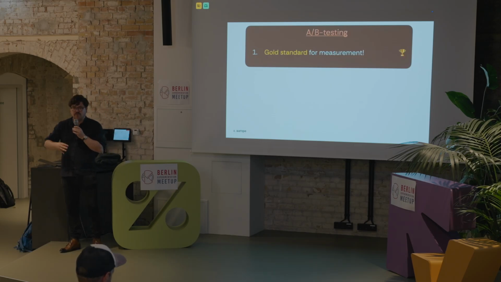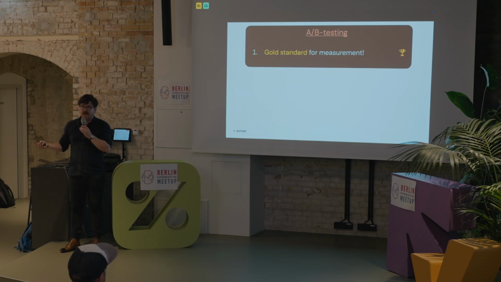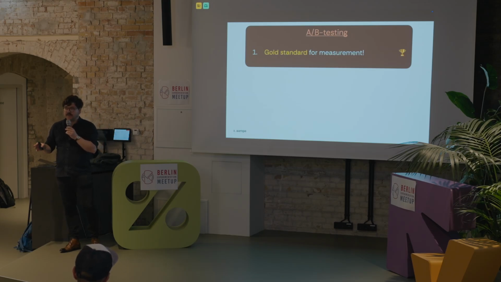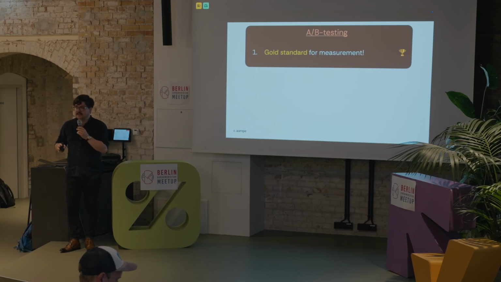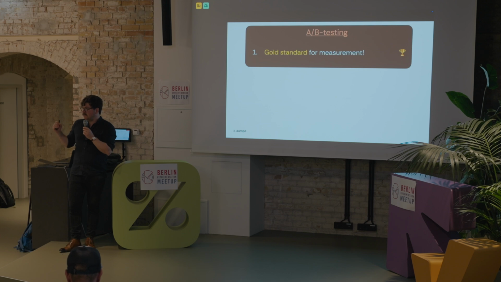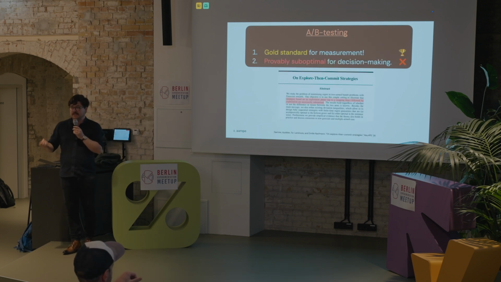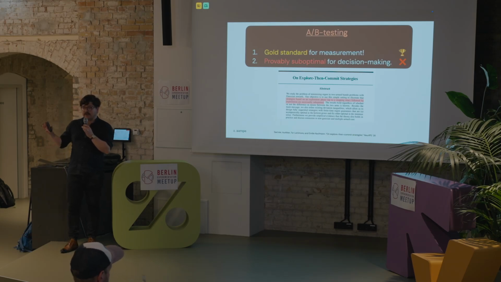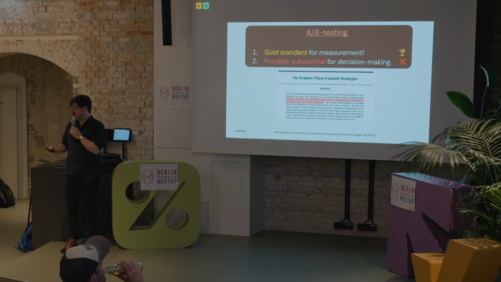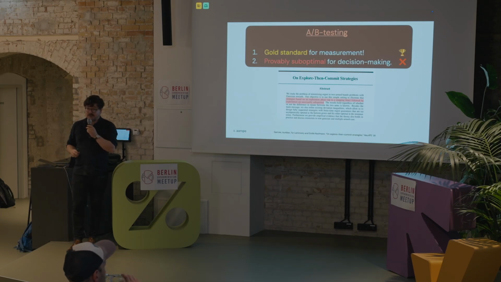A/B testing, or randomized control trials in general, are the gold standard for measuring things. They have been around for a long time now in science, and there's a good reason for that. They really work well. But I would argue that measurement is not really the problem that we're trying to deal with here. We're trying to make decisions. And looking at this sort of explore-then-commit approach in decision making, it's actually provably suboptimal.